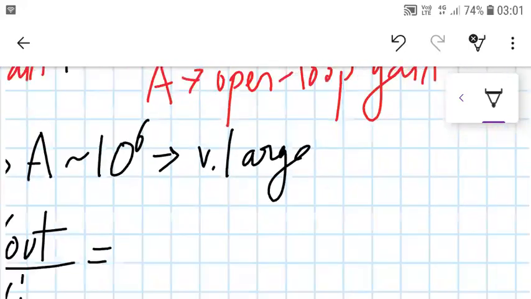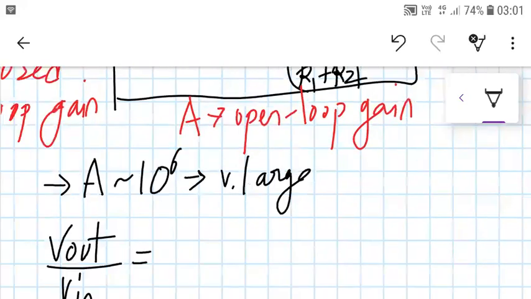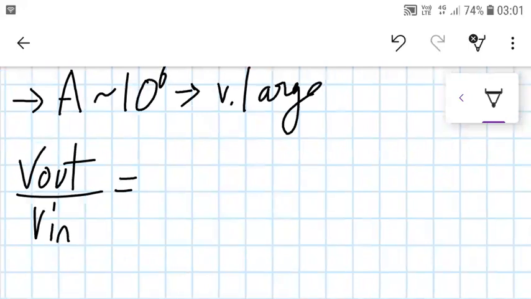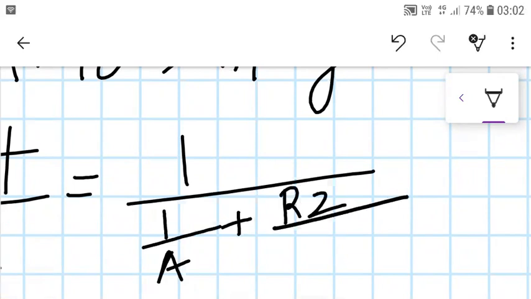Let me check what we'll get in the numerator. The numerator will be divided by A, so that will be 1. This 1 will become 1 by A, and R2 upon R1 plus R2 into A will become R2 upon R1 plus R2. That's it. So let us write that. This will be 1 divided by 1 upon A plus R2 upon R1 plus R2.